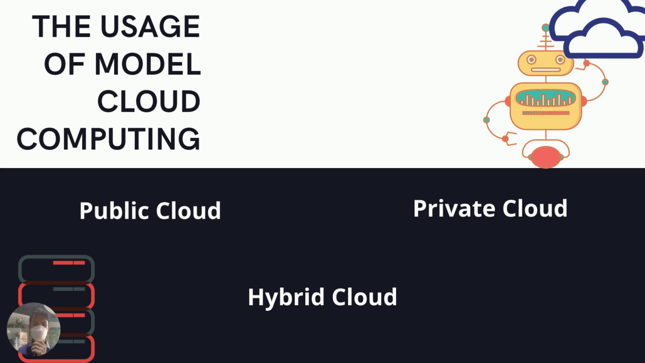And then the last one is the hybrid cloud. The hybrid cloud is the combination of the public cloud and the private cloud. The hybrid cloud can help us to maintain our data when we have a lot of it. It's like the confidential one and the unconfidential one. We can use it.